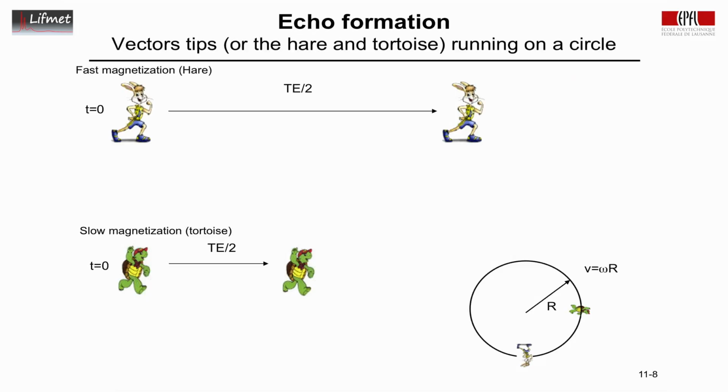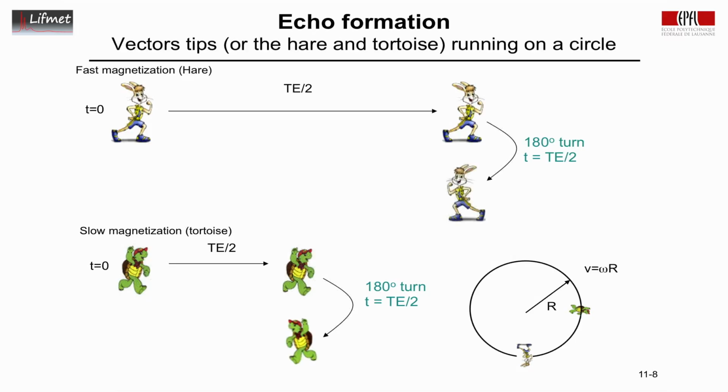They have run in this direction. Now, after te over 2 seconds, we give the command to reverse the direction. So that is a 180-degree turn. We're telling them, instead of running as you have been running, now you run in the opposite direction, still on the circle, but with the same velocity.